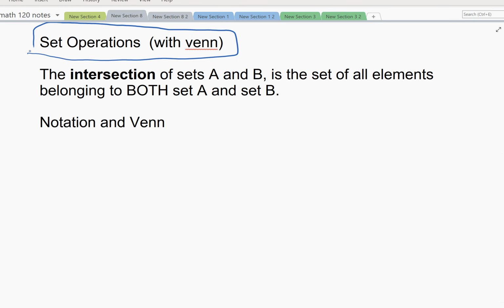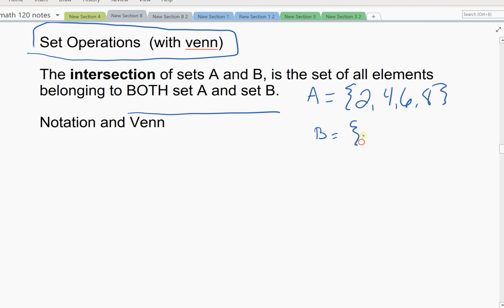Alright, the first one is the intersection. The intersection of two finite sets, set A and set B, is the set of all elements belonging to both set A and set B. I'm going to write my A and B that I used in the last example. A was the set 2, 4, 6, and 8. Set B was the set 4, 3, 7, and 8.